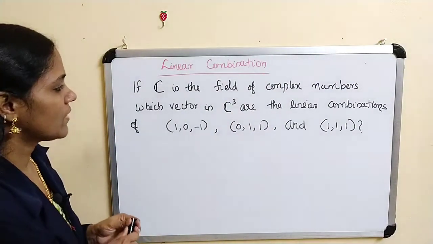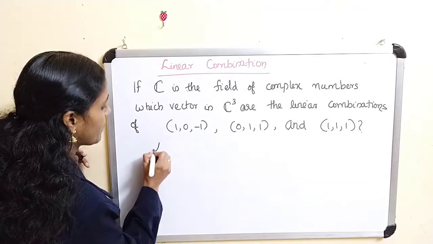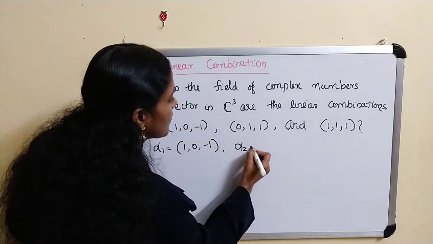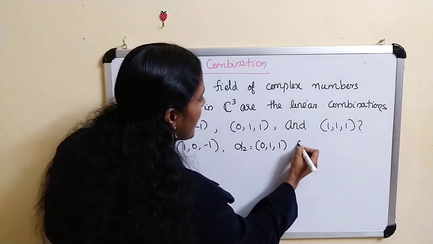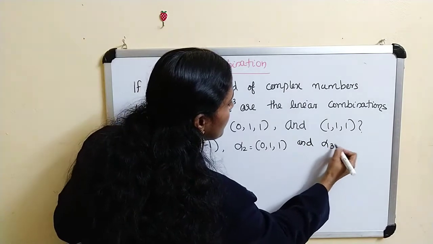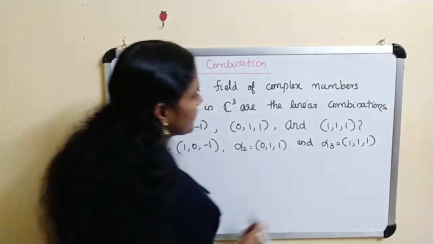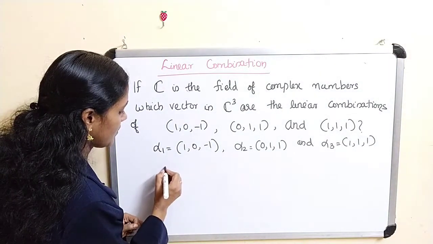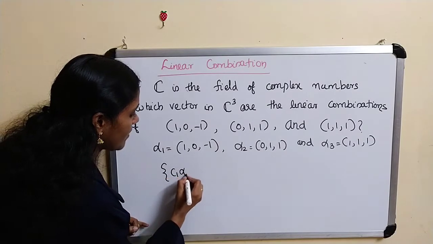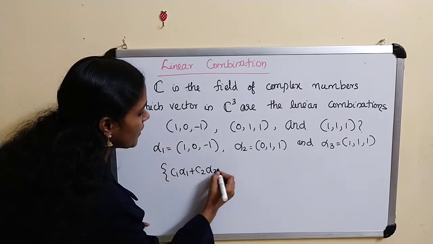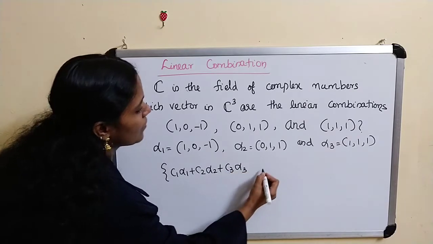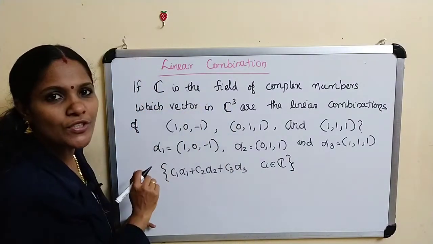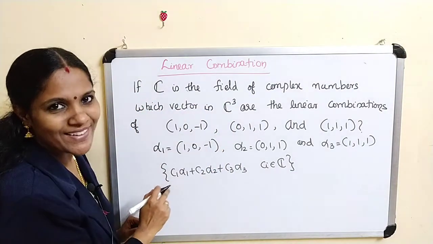So here you mark, let alpha 1 be equal to (1, 0, minus 1), alpha 2 equal to (0, 1, 1), and alpha 3 equal to (1, 1, 1). Therefore the linear combinations of these vectors are the set of all C1 alpha 1 plus C2 alpha 2 plus C3 alpha 3, where Ci belongs to C. This is the linear combination of alpha 1, alpha 2 and alpha 3.